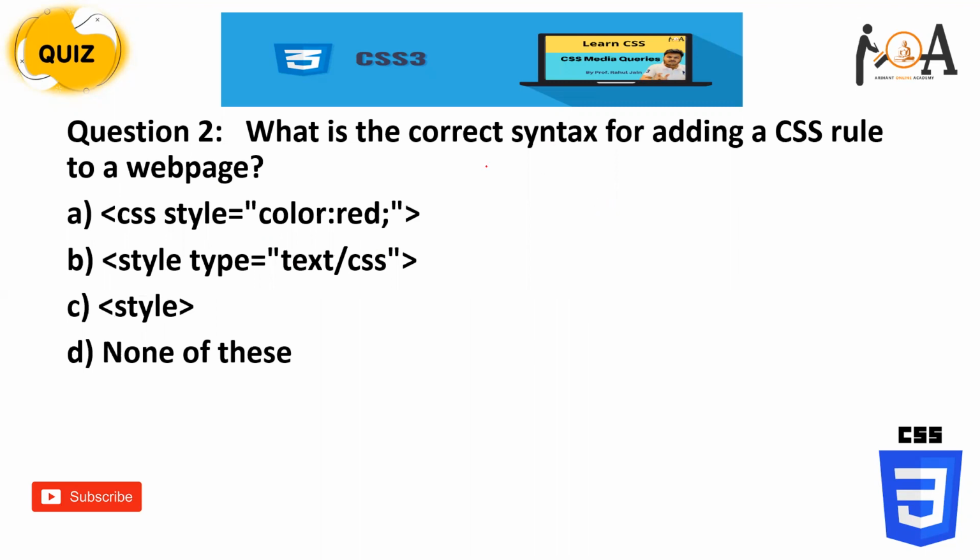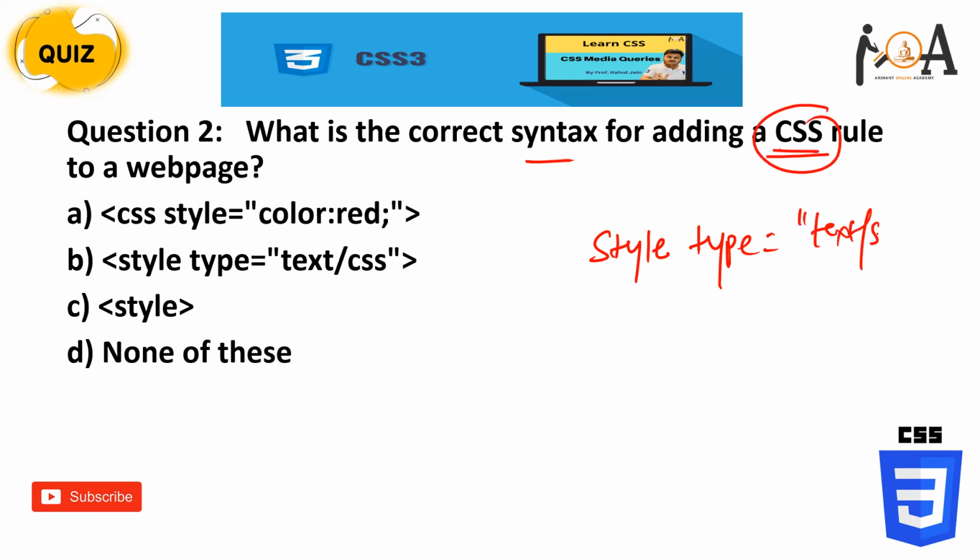Question number 2. What is the correct syntax for adding a CSS rule to a web page? If you want to add a CSS rule, you need to type style. Inside the style tag, you need to type type equals text/css. This is called a CSS rule. We write it like this. This is a way to add a CSS rule into a web page, right? So option B is the correct answer.